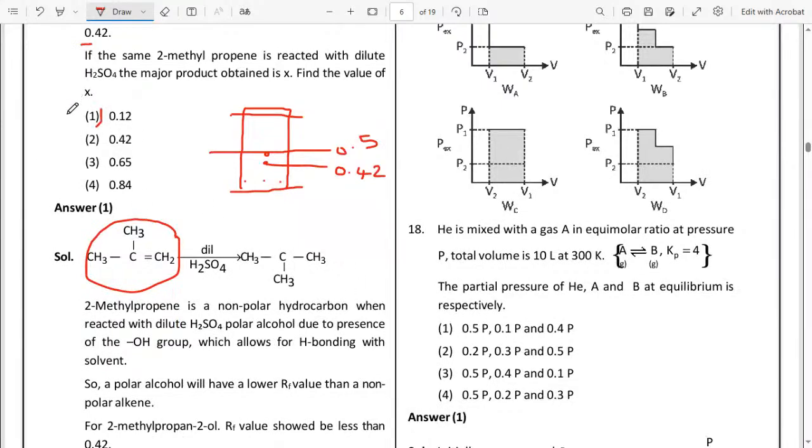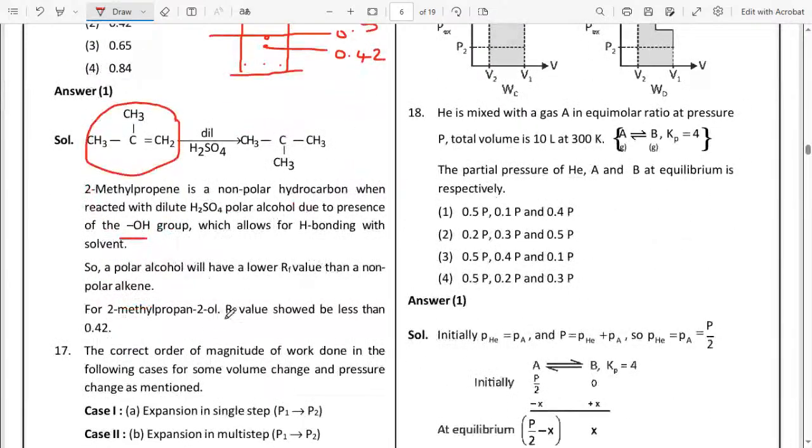0.12 means what they are going to get? Tertiary butanol. 2-methylpropene is a non-polar hydrocarbon. When reacted with diluted polar alcohol, due to the presence of the hydroxy group, which allows for hydrogen bonding with the solvent. So polar alcohol will have lower RF value than a non-polar alkene. For 2-methylpropene, RF value showed to be less than 0.42.